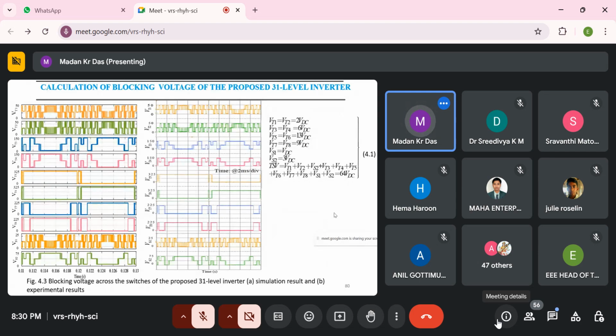And now this is the blocking voltage of every switch. This is the simulation result of the blocking voltage, and this is the experimental result of the blocking voltage. So this is every switch. Suppose this is VS2, and this is its blocking voltage. This is VS1's blocking voltage. So like T1, T2, T3, T4, T5, T6, T7, T8, S1, S2, all blocking voltages. So the total standing voltage will be 64, meaning output voltage 31 and blocking voltage 64.